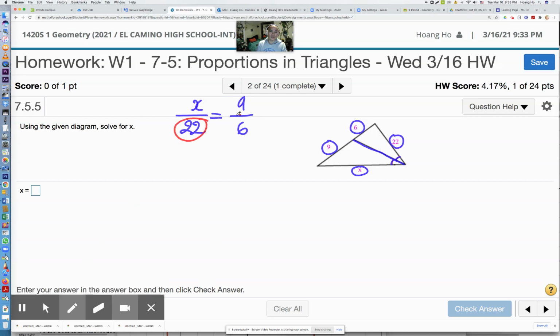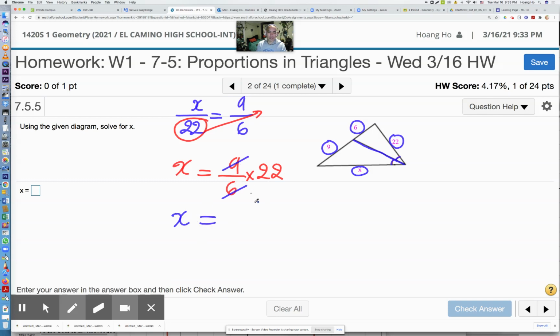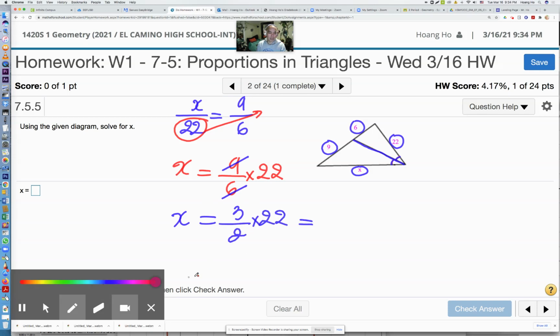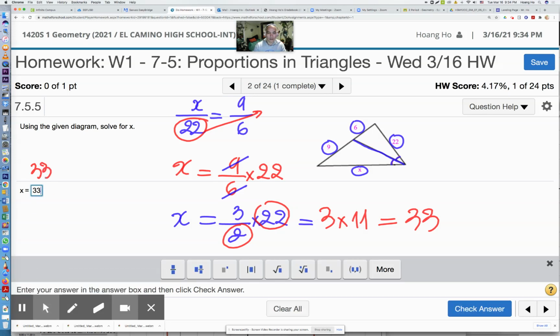Now 22, I cross over here, so I get x equals 9 over 6 times 22. Simplify first: 9 over 6, simplified by 3, will be 3 over 2. And 22, if I simplify by 2, is 11. So 3 times 11, the answer is 33. You can punch the whole thing in your calculator, it's up to you. I can do this without a calculator. So 33.